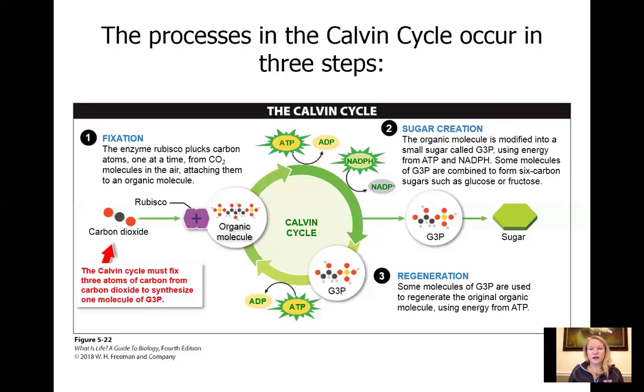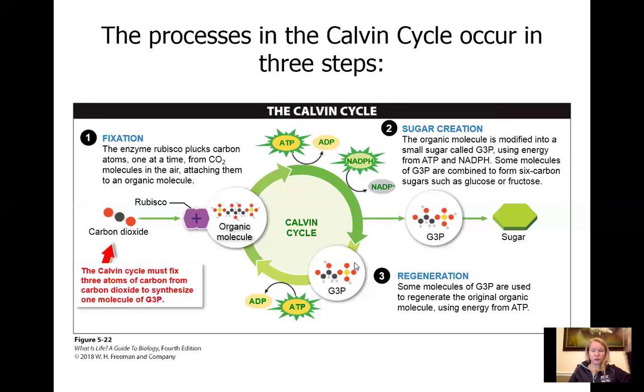Some molecules are combined to form a bigger one. If you take this smaller molecule of G3P and you add to it, this is the part where you actually made a sugar molecule. We like mostly glucose, but there are other sugars that can be created here in this cycle. So yeah, now we have that six-sided molecule of sugar.